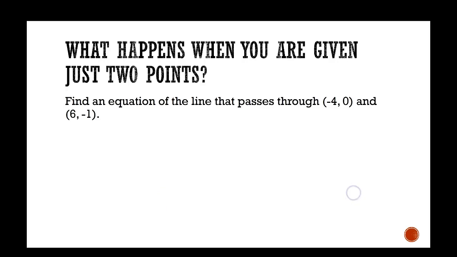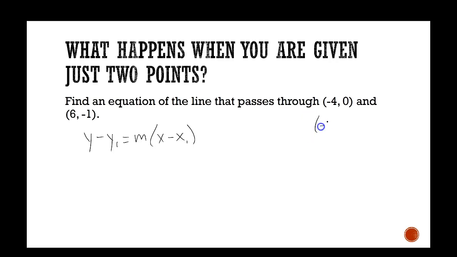Good, very good. Okay, so the next part of this is, well, what happens when you are given just 2 points? So in other words, it doesn't clearly say the slope is something. So this one says find an equation of the line that passes through -4, 0 and 6, -1. Well, I don't have the slope, so I clearly have to have this m in order to plug in for the point slope form. But if I'm given 2 points, I can figure out the slope. So let's do that first.